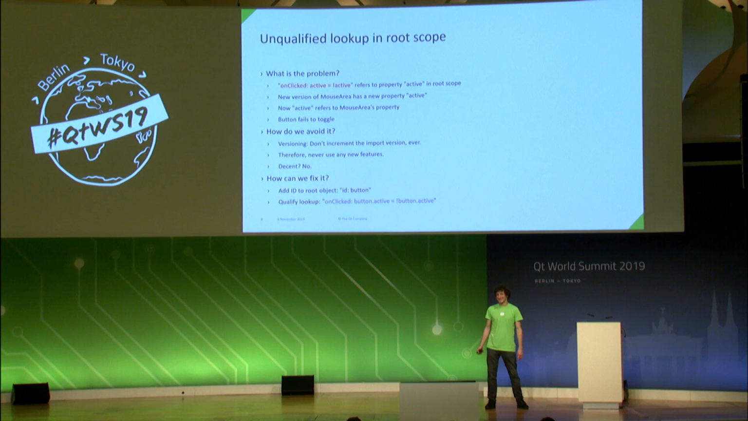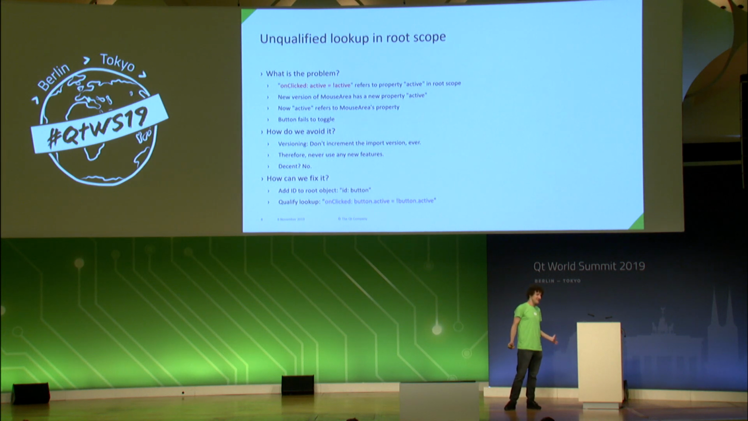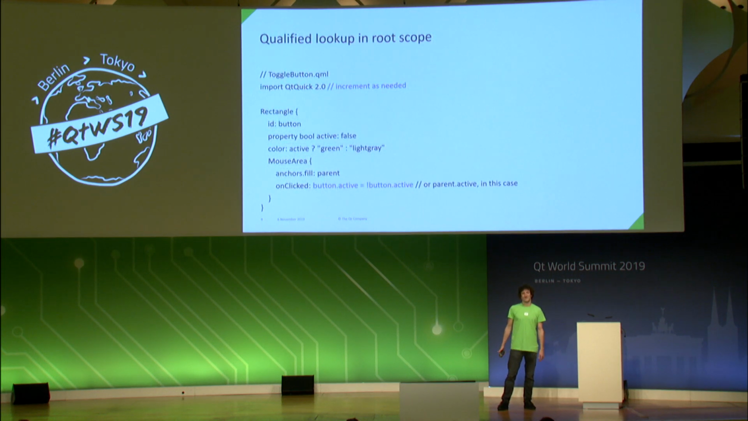Is that decent? Well, how do we fix it? It's actually pretty easy. You just put an ID on your root object, and you use that ID, and you don't have an unqualified lookup anymore. You can increment the version however you like, and nothing will happen to that piece of code.